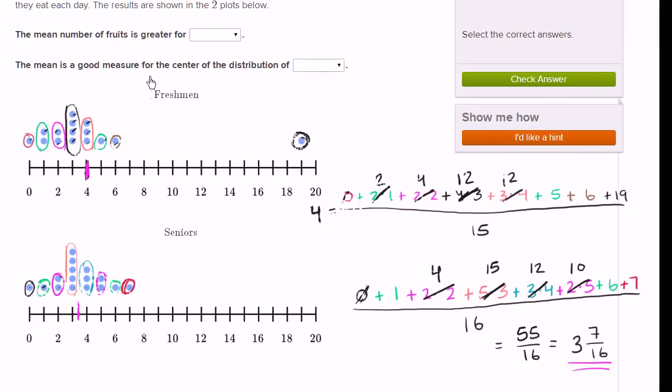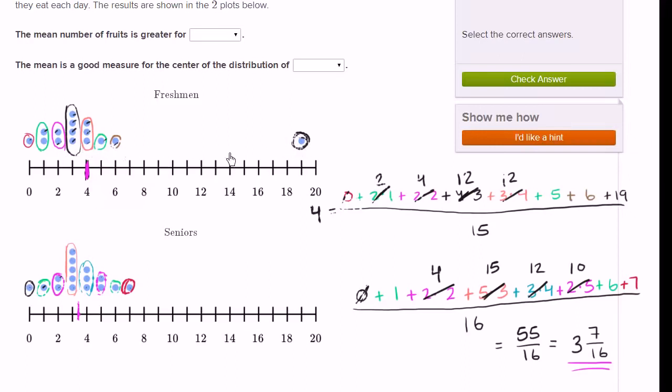The mean is a good measure for the center of the distribution. So when we think about whether it's freshmen or seniors, the mean is fairly sensitive to outliers. For example, someone here was eating 19 pieces of fruit per day. That's an enormous amount of fruit. They must be only eating fruit. You can imagine if it was even a bigger outlier, if someone was eating 20 or 30 pieces of fruit, just that one data point will skew the entire mean upwards.